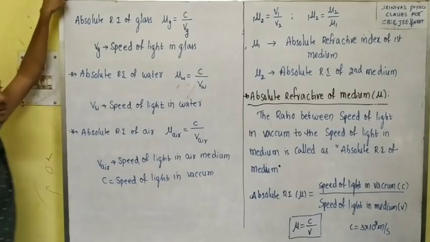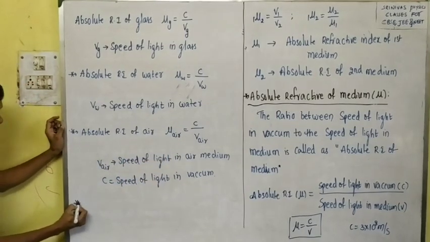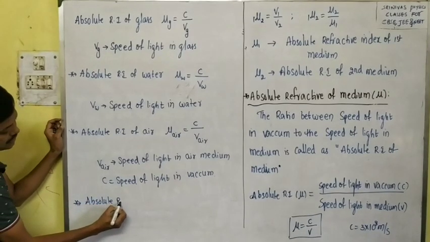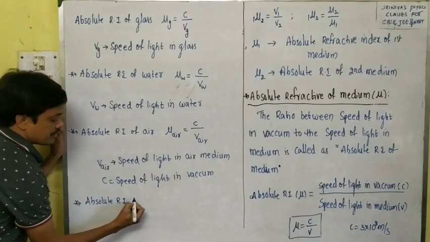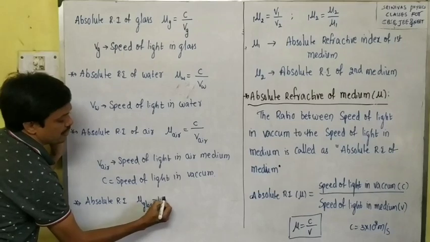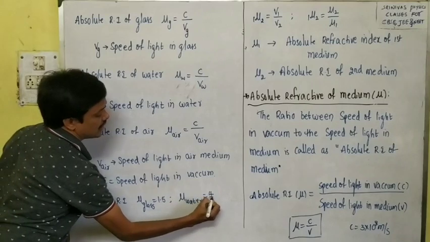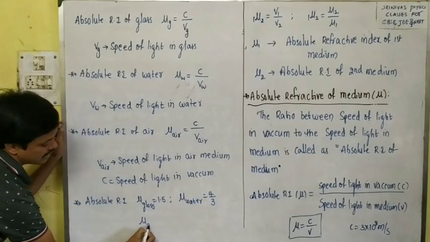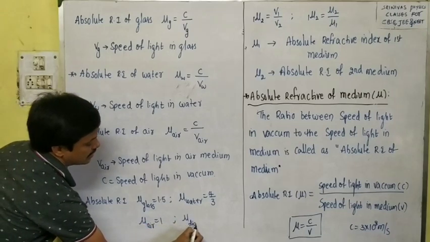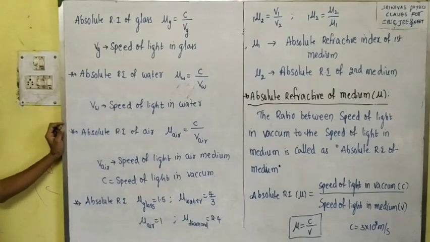Okay? Right. But in practice, the speed of light in the medium and in vacuum are known, and I will give the absolute refractive indexes of certain mediums. Absolute refractive index of glass is 1.5, you remember. Absolute refractive index of water is 4 by 3. Absolute refractive index of air is nearly 1. And absolute refractive index of diamond is 2.4. These are the values of absolute refractive index.